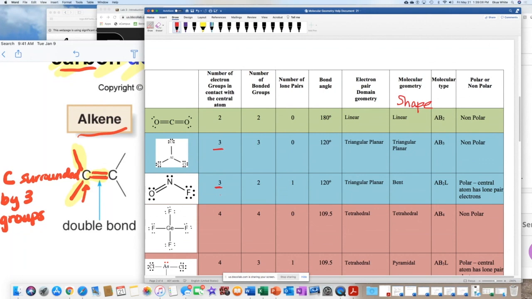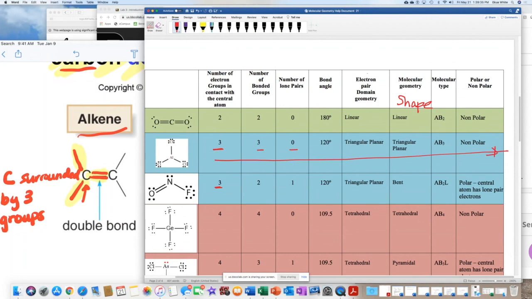So I want to do some more investigation. Number of bonded groups, 3. Yeah, all 3 groups are bonded groups. I don't have any dots attached to my carbon. So all 3 groups are bonded groups, right? So number of groups, 3. Number of lone pairs around the carbon, 0. I don't have any. So all the other information I need about this carbon, I just have to read across.